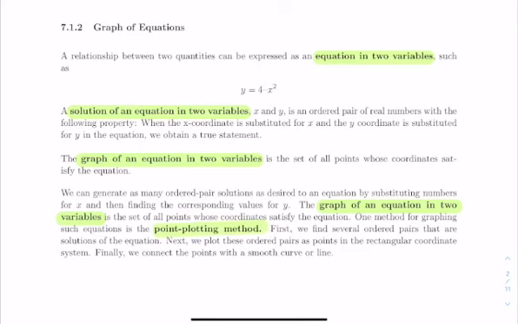First, we find several ordered pairs that are solutions of the equation. Next, we plot these ordered pairs as points in the rectangular coordinate system. Finally, we connect the points with a smooth curve or line. So let's go ahead and take a look at example number 2.